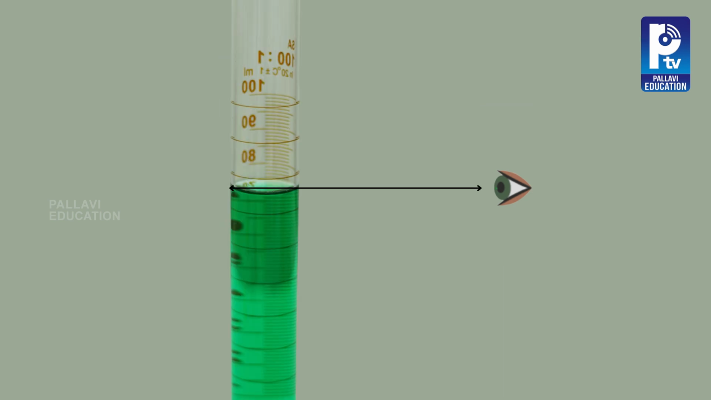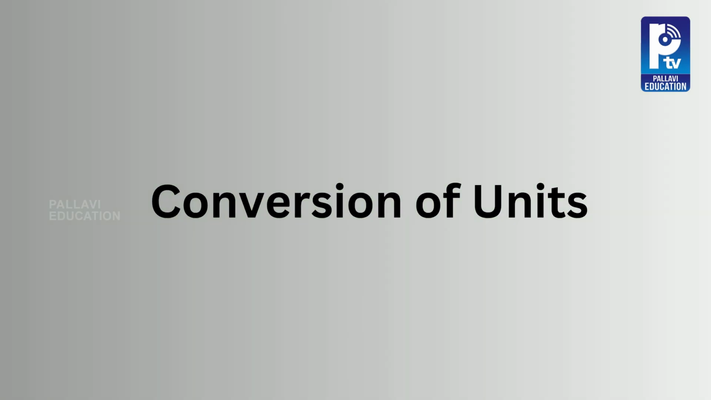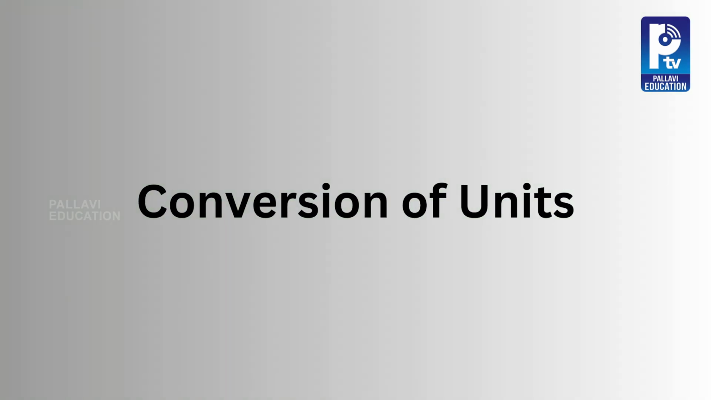For example, while observing the liquid level in a measuring cylinder, if your eye level is above the scale marking, you may record a value lower than the actual reading. Conversely, if your eye level is below the scale marking, the reading may appear higher than the true value. By understanding and avoiding these errors, we can improve the accuracy of our measurements and get the correct results every time.